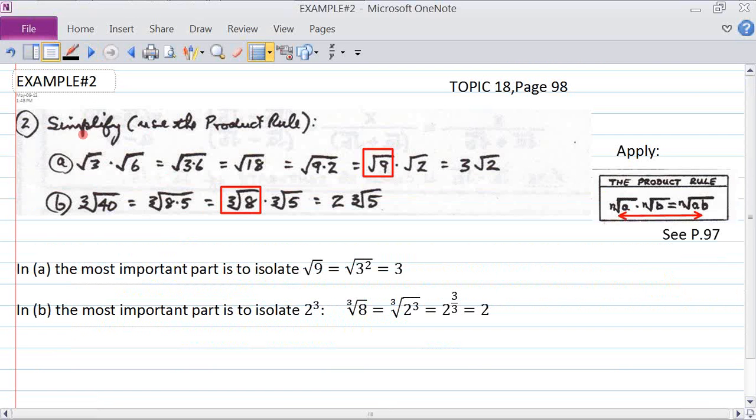So now, if we're on page 98, we go to example 2. It says simplify using the product rule. So here, we've got the square root of 3 times the square root of 6, and this is equal to the square root of 3 times 6 under the radical sign. Notice that the index, they're both square roots, so I can multiply. There's an implied 2 here, there's an implied 2 here.